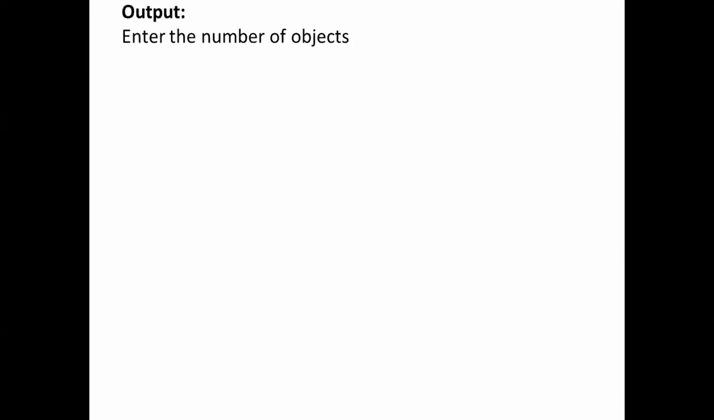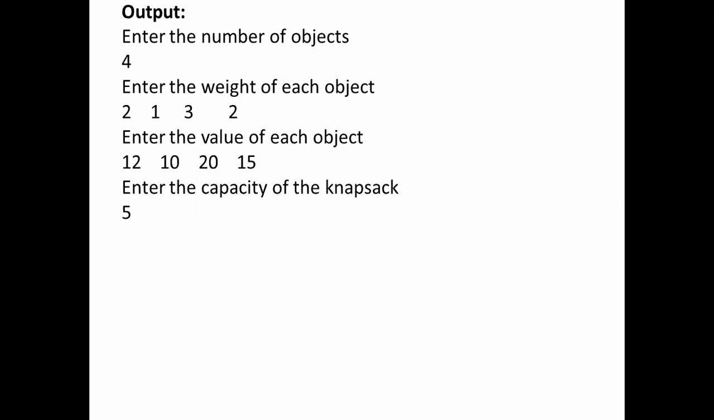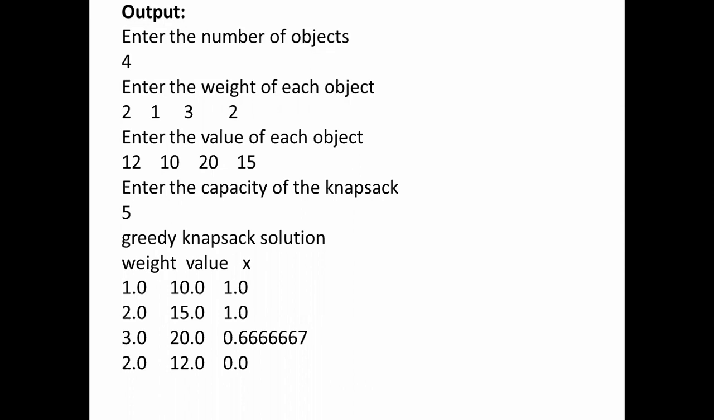Okay, so these are the outputs which we have already discussed. Enter the number of objects, that is equal to 4. Then enter the weight of each object, 2, 1, 3, 2. Then enter the value of each object, 12, 10, 20, and 15. Enter the capacity of the knapsack, that is equal to 5. Greedy knapsack solution is weight, value, x. So these are the greedy knapsack solution. First item is included completely. Second item is also included completely. Third item is included for 0.66. 0.66 of the third item is included into the knapsack, and the fourth item is not included. Maximum profit is equal to 38.33.